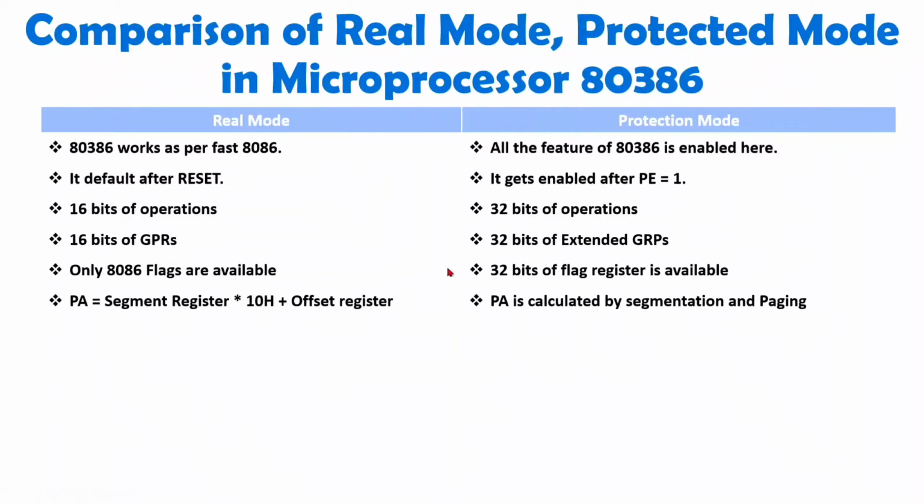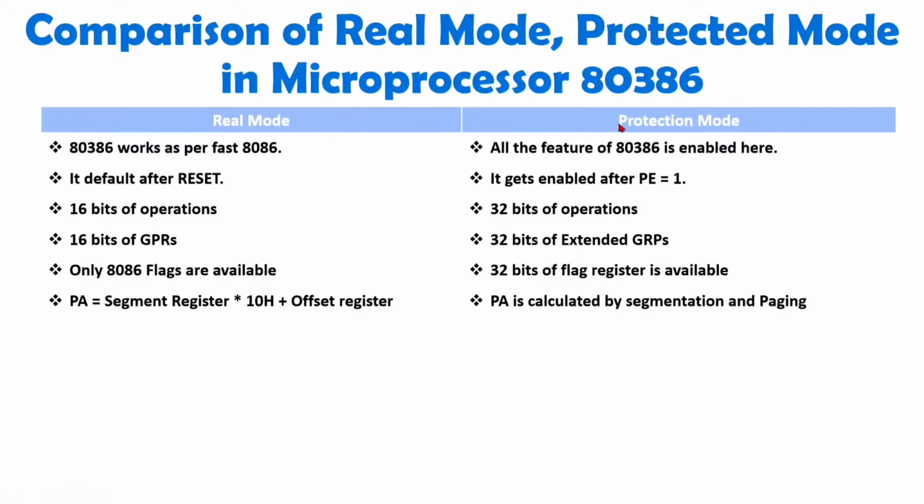My dear students, how is the physical address calculated in 8086? That was as per segment register into 10 hex plus offset register, right? So that is how we were calculating the physical address as per segmentation in 8086. So that is how the physical address will be there as per real mode.